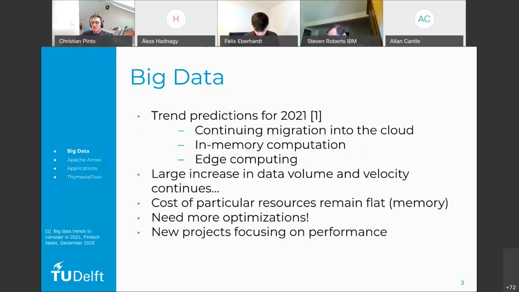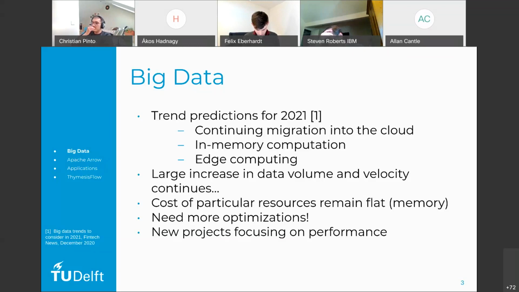So big data trends, these are market predictions, but you're going to get the gist of it. So first, continue migration into the cloud, meaning that even companies that had on-premise data centers are moving into public clouds or hybrid clouds, partly because they need more processing power, and partly because some of these vendors offer so good services for storing and analyzing the data that it is really worth to use it.